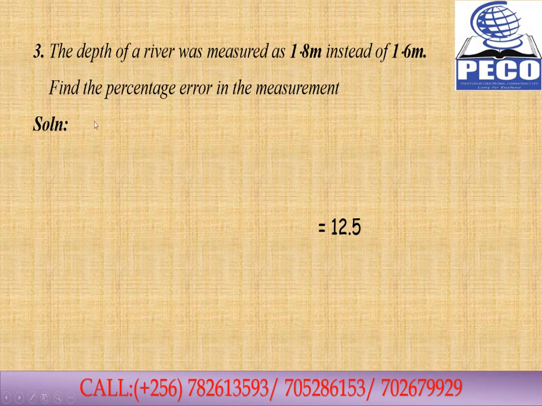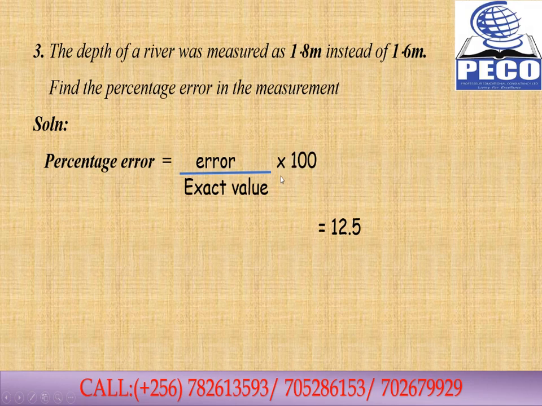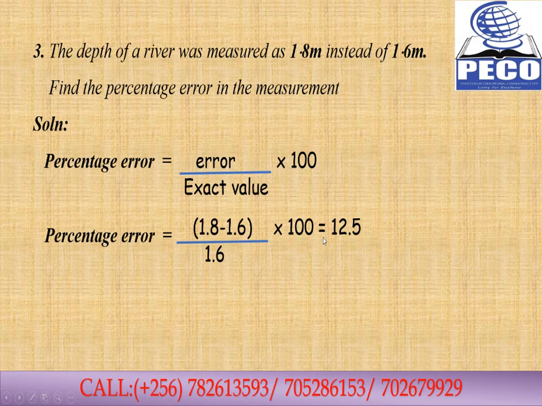So, question 3: the depth of a river was measured as 1.8 meters instead of 1.6 meters. Find the percentage error in the measurement. So, instead of measuring it as 1.6, they measured it as 1.8. Percentage error, we shall take the error over the exact value times 100%. So what is the error? We shall take the difference of 1.8 and 1.6 out of the exact value. The exact value is 1.6. So times 100, and that will give us 12.5%.